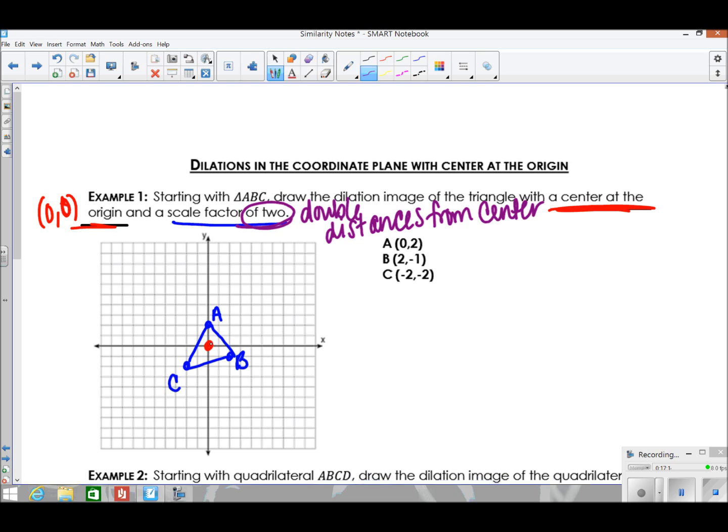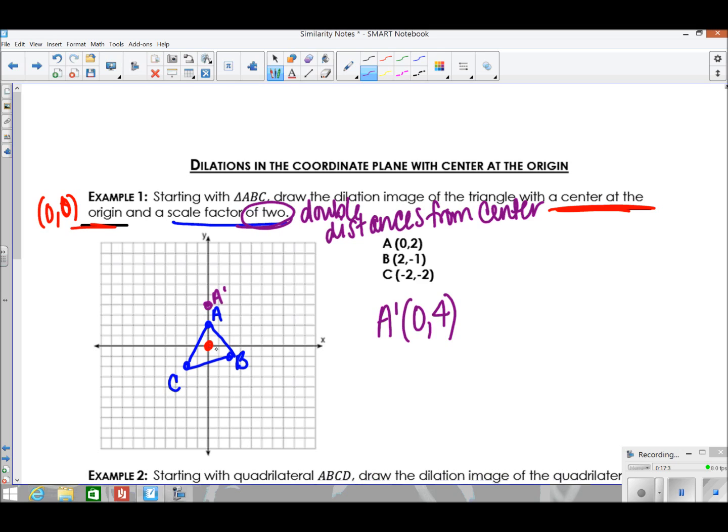So I count from the center to A is 1, 2, double it. So instead of going up 2, go up 4. 1, 2, 3, 4. So that's where A prime goes. So I'm going to go ahead and state that. So A prime is going to be 0, 4.